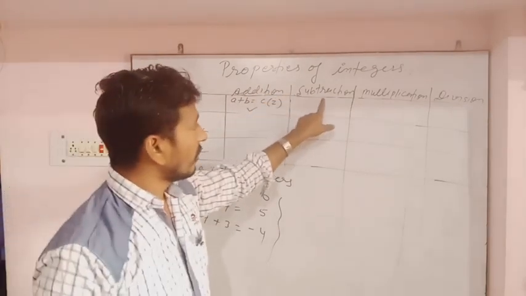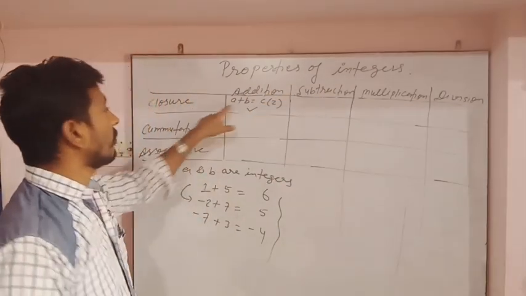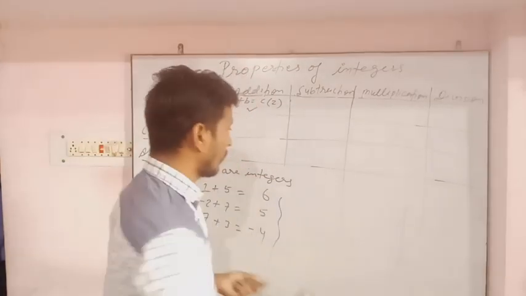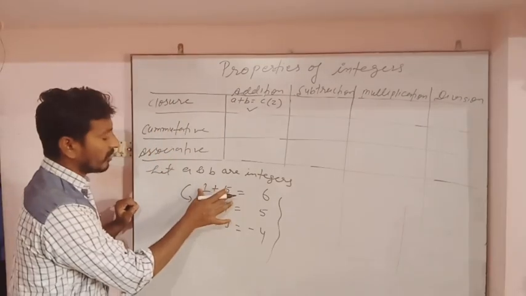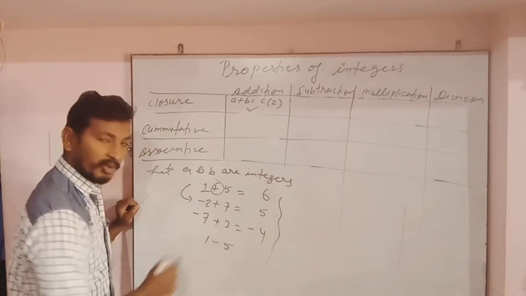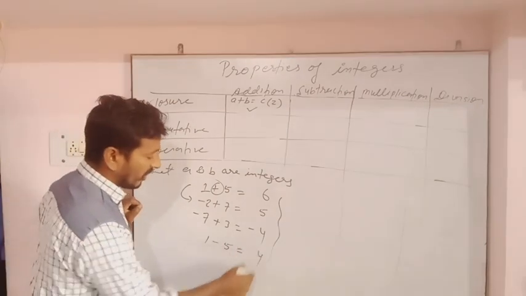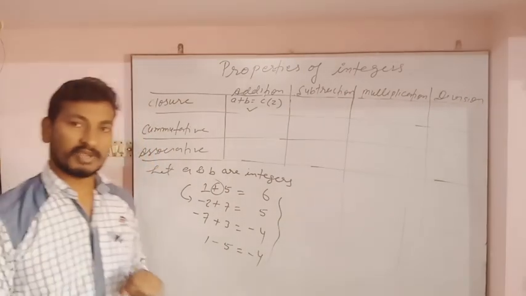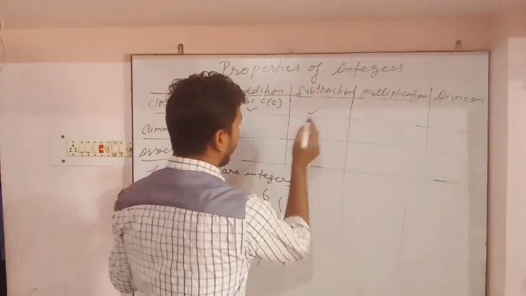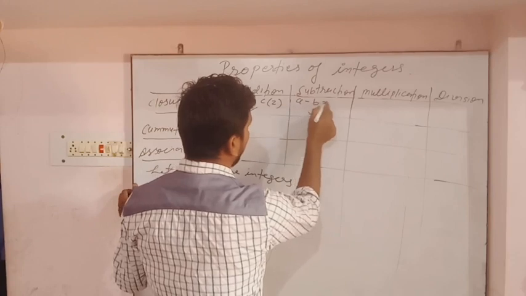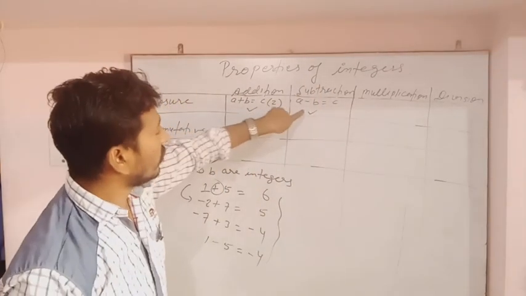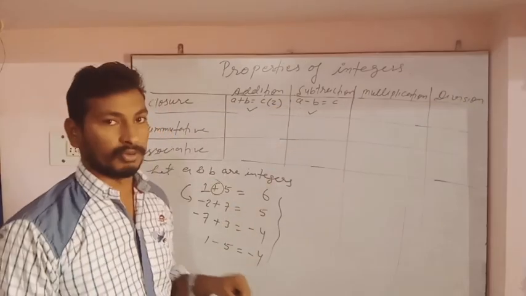Now, subtraction. The difference of two integers is an integer. So now again we can take the same numbers, and in place of addition we put subtraction. Now subtract. Again we are getting -4. So this is also an integer. So this is also true. So we can write here a minus b is equal to c, and c belongs to integers. So both these properties are true.